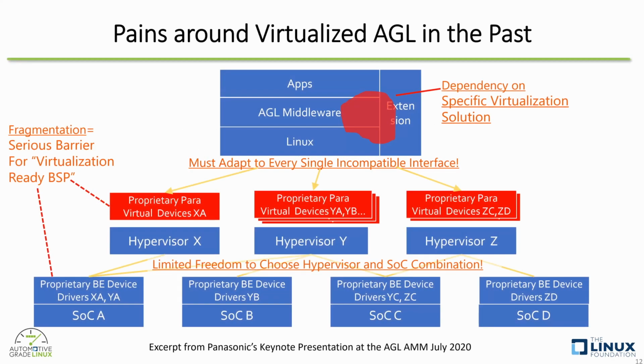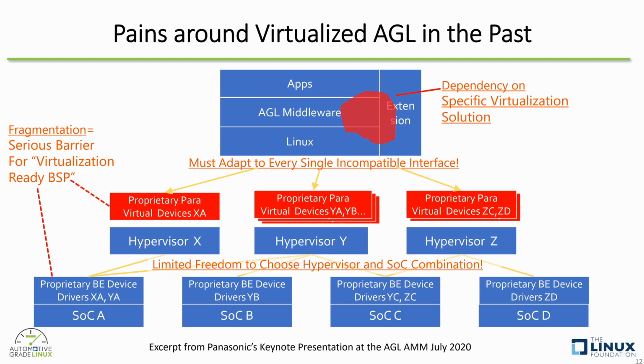So before that, let's look at the previous situation a little bit for the AGL virtualization in the past. The para-virtual device driver layer and even part of the application platform layer, such as the AGL middleware and its extension, is highly dependent on both the hypervisor and SOC. This was because most of the previous solutions had proprietary para-virtual device implementations and thus had incompatible para-virtual device interfaces for the upper layer software.